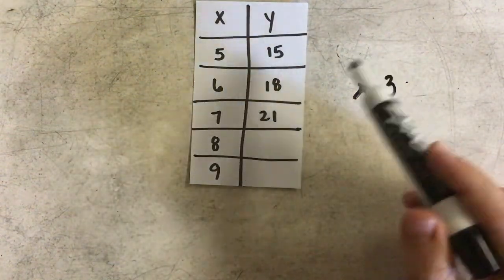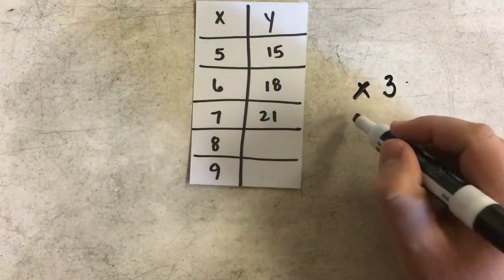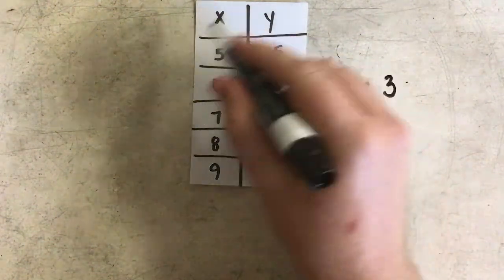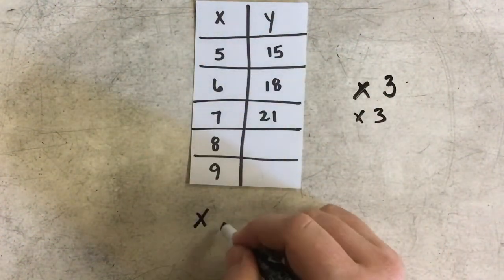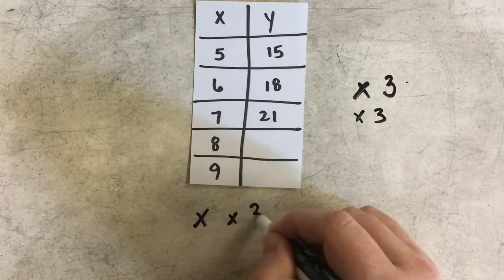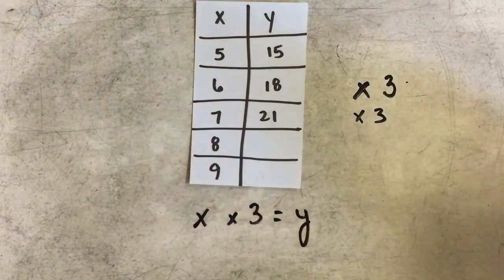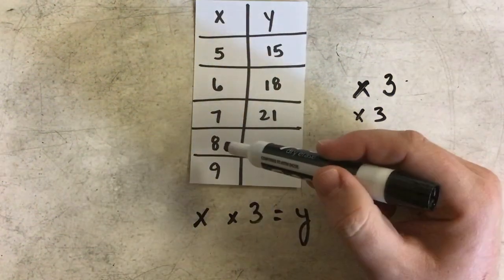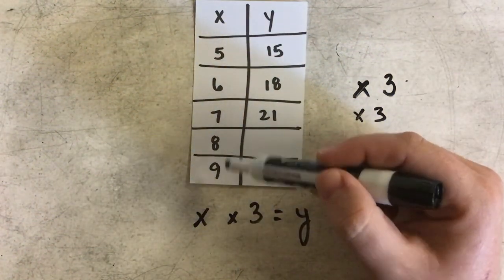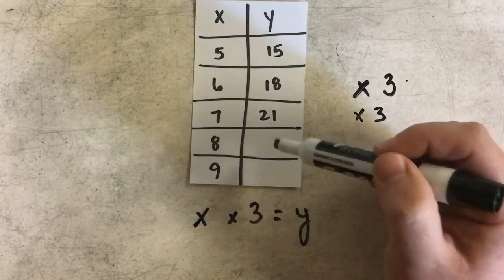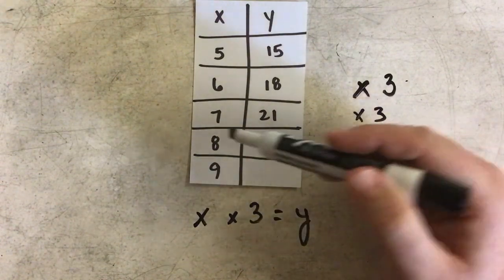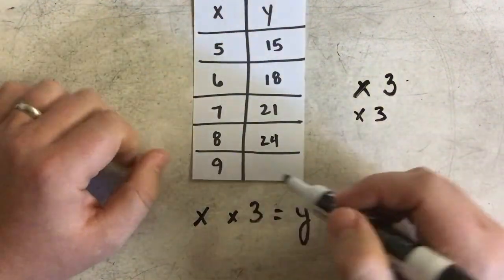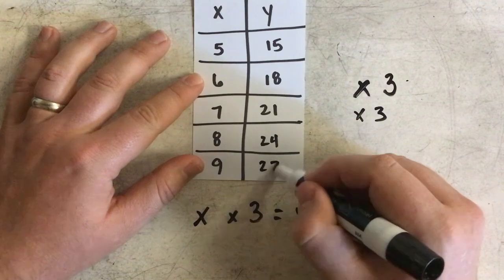But 6 times 3 gives me 18, and 7 times 3 gives me 21. So therefore my rule for this input-output table is x times 3 equals y. So to continue my pattern, I'm simply going to multiply the x column by 3 to come up with my y column. 8 times 3 is 24, and 9 times 3 is 27.